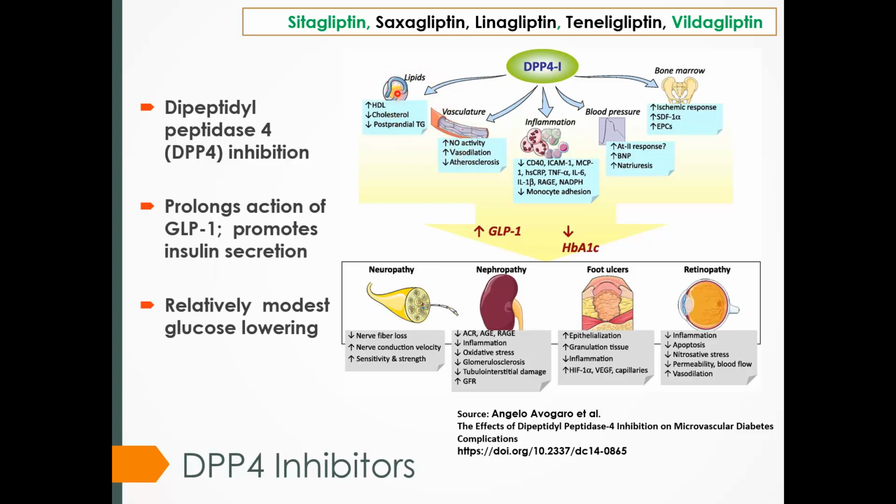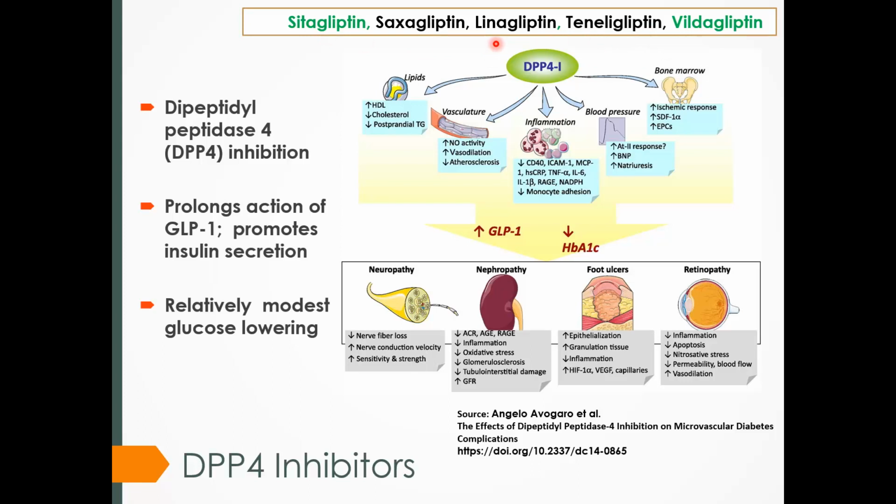It has beneficial actions on lipid metabolism. It has increased NO activity, that is vasodilatory property. It has anti-inflammatory property. It increases BNP and lowers blood pressure. And it also has favorable action on bone or calcium metabolism. All these taken together help in prevention of complications of diabetes mellitus. Important drugs are sitagliptin, saxagliptin, vildagliptin.